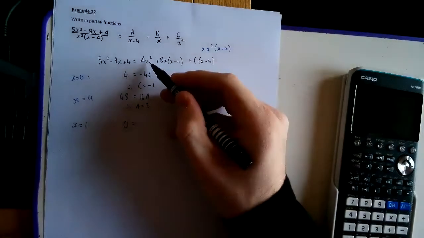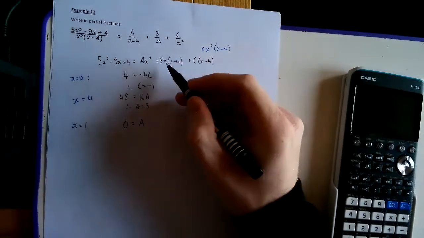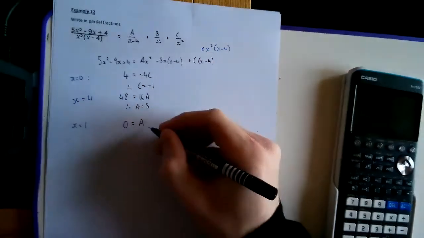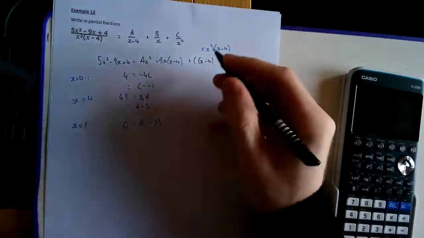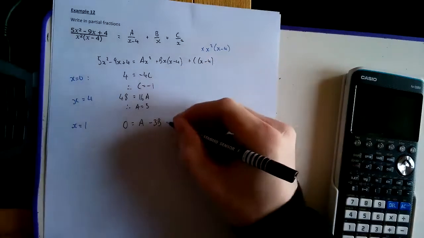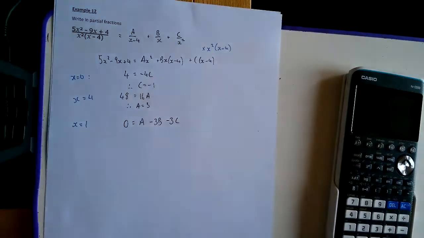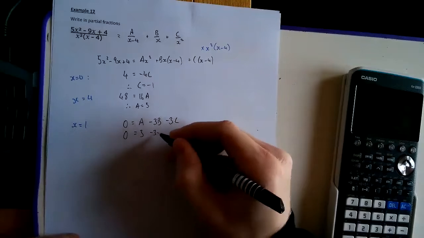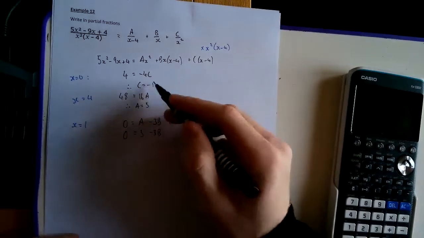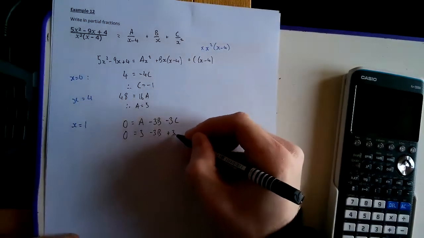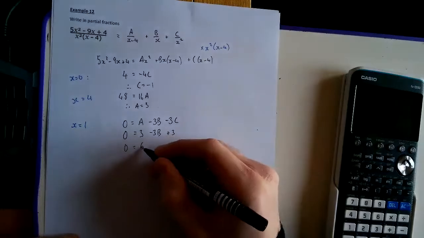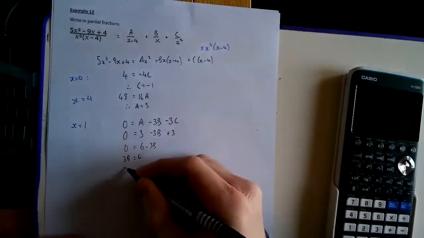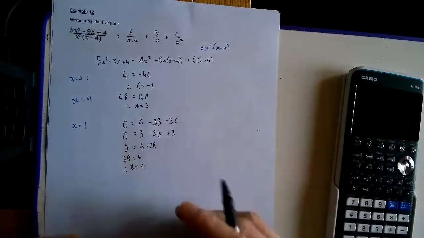1 into there just gives me 1a. 1 into here just gives me minus 3 times 1, so minus 3b. 1 in here just gives me minus 3c. Subbing in numbers we know. So I know a is 3. I don't know b. I know c is minus 1. It's times by minus 3 is plus 3. So 0 is 6 minus 3b. So 3b is 6. Therefore, b equals 2.